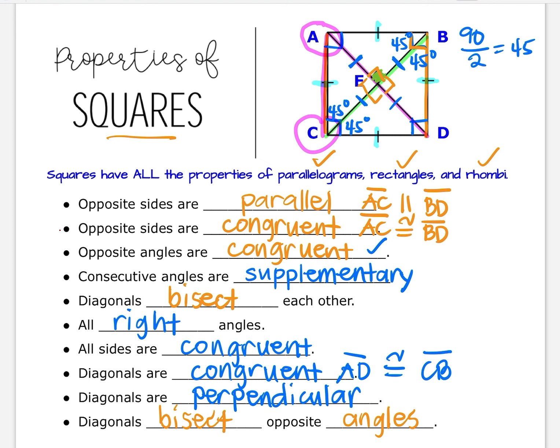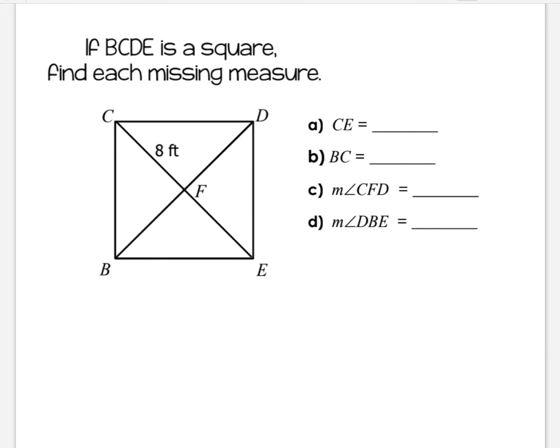Okay, hopefully that makes sense. Let us use this information and try to answer this question. If BCDE is a square, find the missing measure.